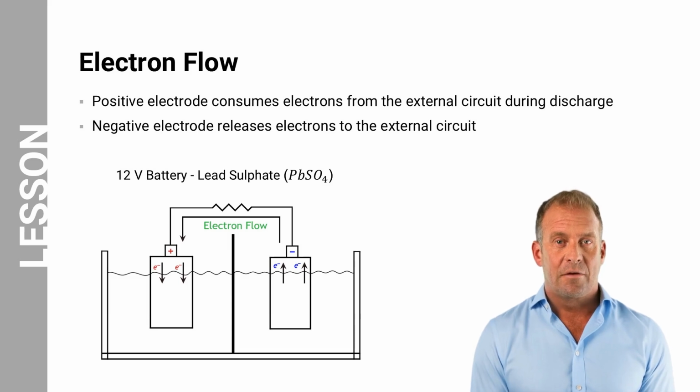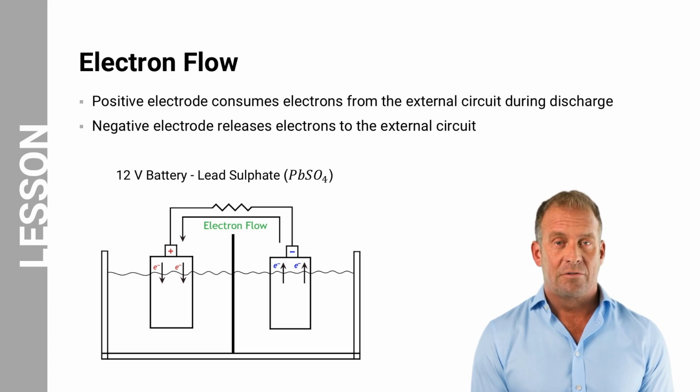In the context of a lead-acid battery, electron flow in the external circuit during discharge follows a specific pattern. The positive electrode, or cathode, functions by consuming electrons from the external circuit as the battery discharges. This consumption of electrons results from the reduction reaction occurring at the cathode during discharge.